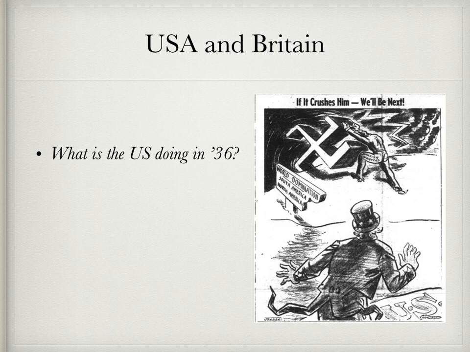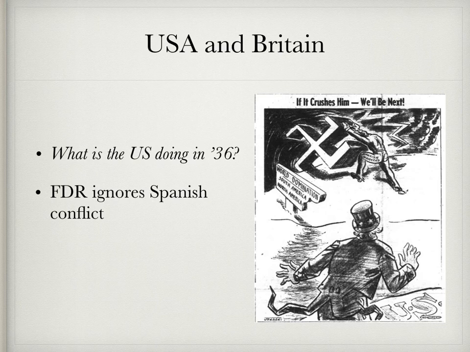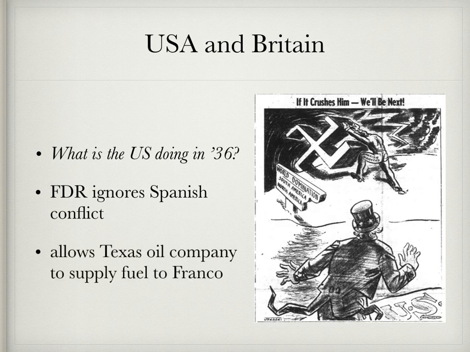Well, the world is very different in 1936. The United States and the rest of the world really is in the grips of the Great Depression. America is still enjoying the Neutrality Acts and isolationism from problems that are going on in Europe and Asia. So the President of the United States, Franklin Delano Roosevelt, is really going to ignore the Spanish conflict. And ultimately, it's going to allow Texas oil companies to supply Francisco Franco, the fascist leader of the rebels, with fuel that he's going to use for his war machine.